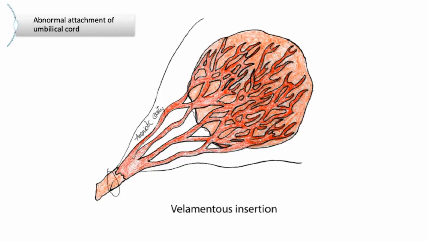And now from here, instead of a cord, the umbilical vessels are traversing through this amniotic cavity like a bundle of branches covered with amnion, and then they get inserted into the chorionic plate as a separate network. So this is velamentous insertion, and the problem with it is that it can cause a condition called vasa previa.